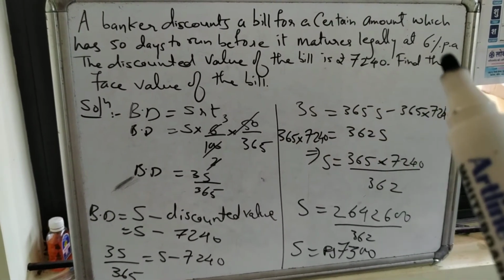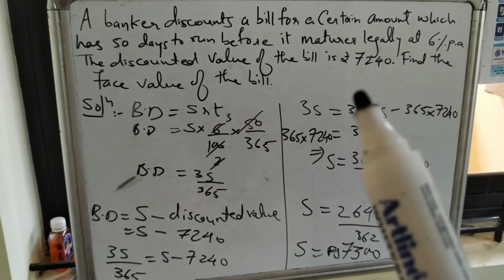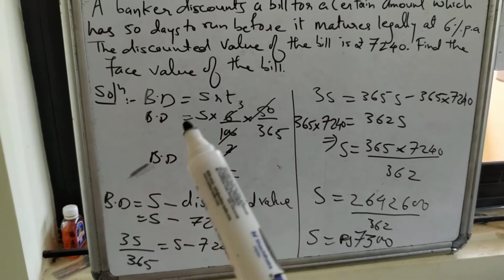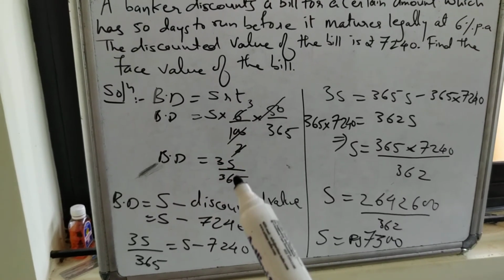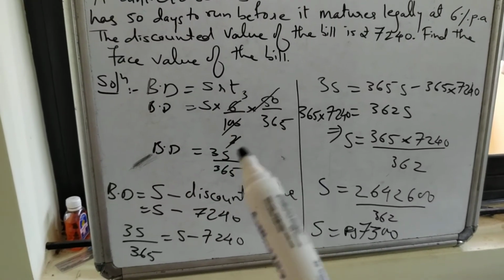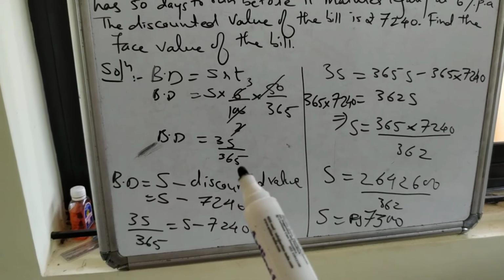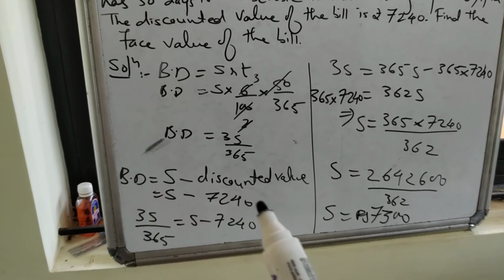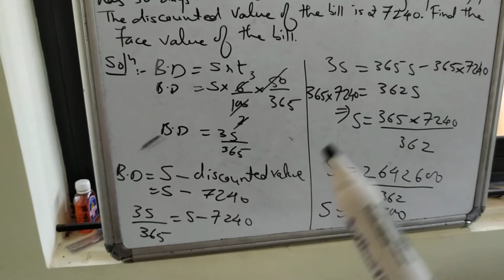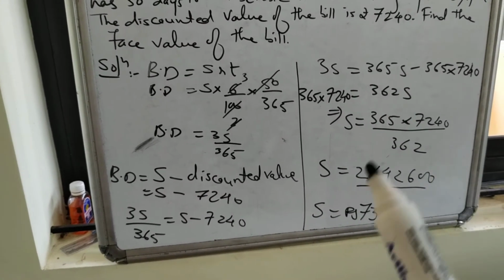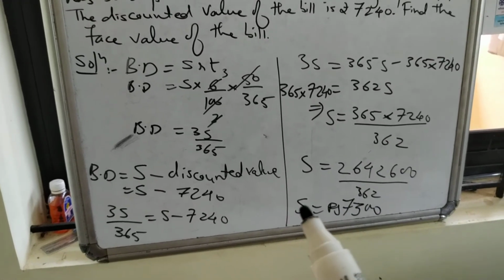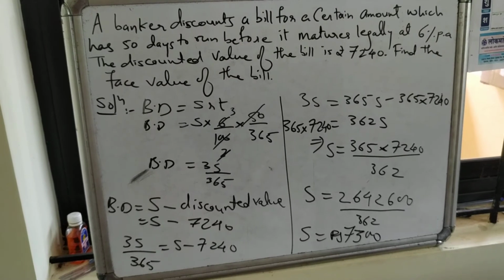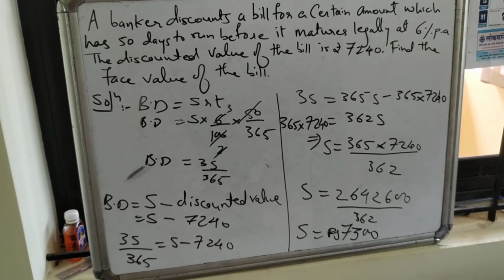A banker discounts a bill for a certain amount which has 50 days to run before it matures legally at 6% per annum. The discounted value of the bill is 7,240. Find the face value of the bill. So first let us calculate BD with the formula SRT. Substitute R and T, we get 3S upon 365. Again one more formula BD we know, that is S minus discounted value. So equating both the equations and simplifying this fraction, we get the face value as rupees 7,300.